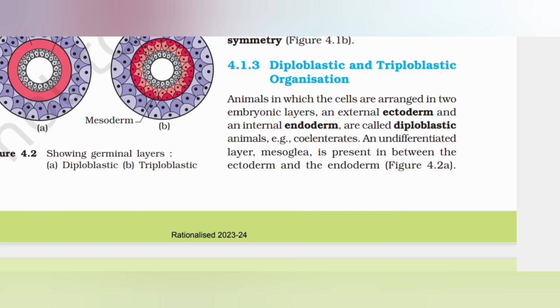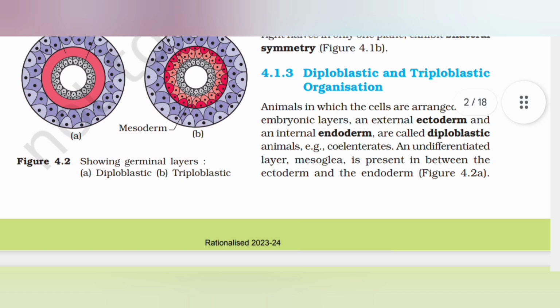4.1.3 Diploblastic and triploblastic organization. Animals in which the cells are arranged in two embryonic layers, an external ectoderm and an internal endoderm, are called diploblastic animals. Example, coelenterates, and an undifferentiated layer, mesoglea, is present in between the ectoderm and the endoderm. Figure 4.2a.